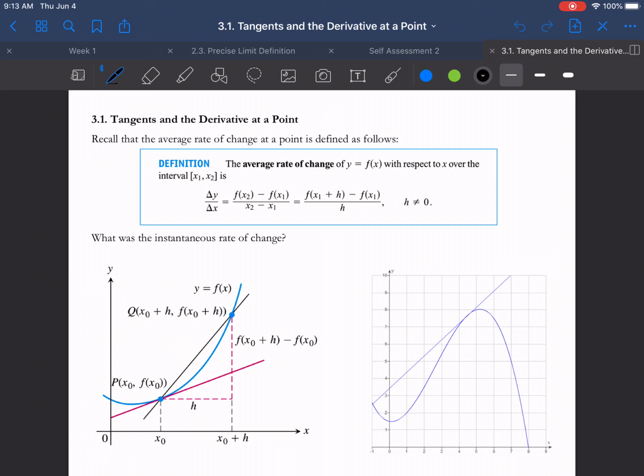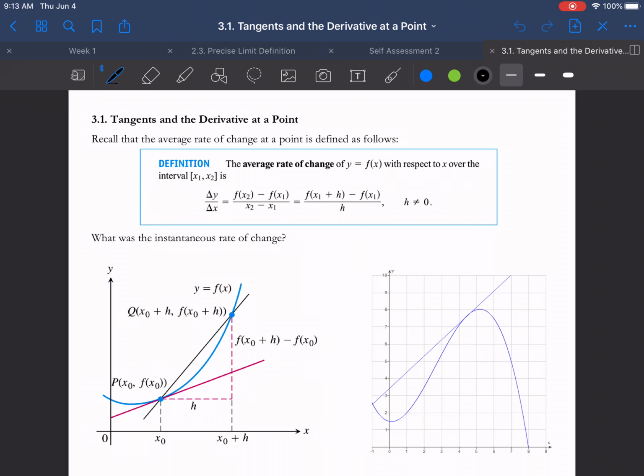All right, so we're going to get started here on 3.1, get going more into this calculus stuff, and let's see how we do here. So let's start by talking about tangents and the derivative at a point. So recall that the average rate of change at a point is defined as follows.